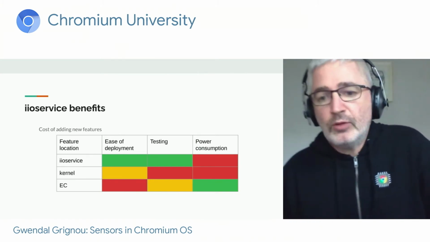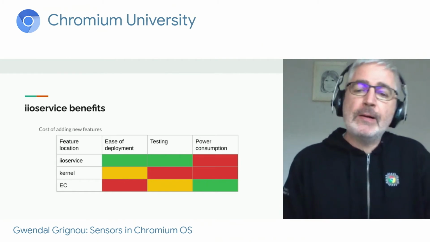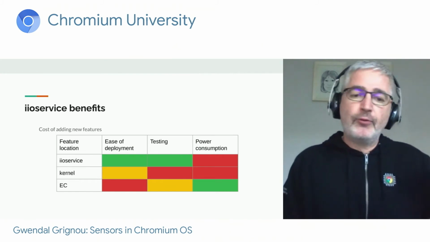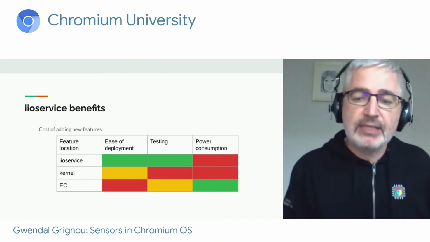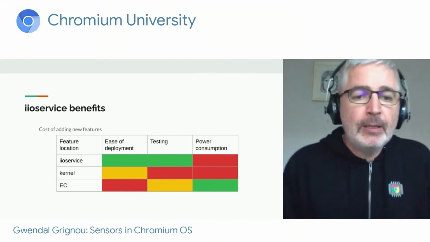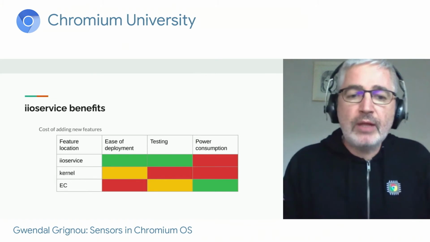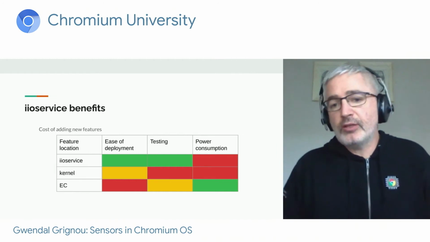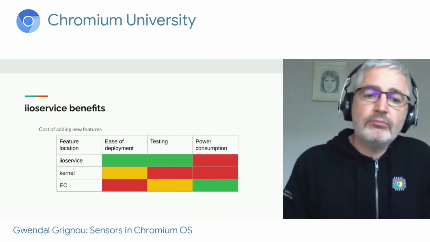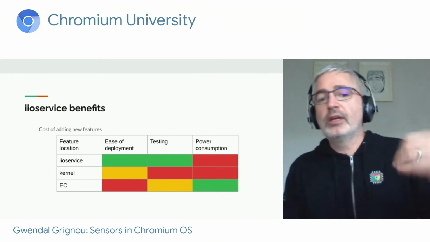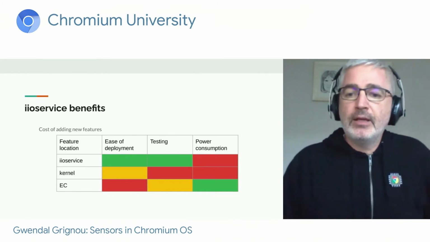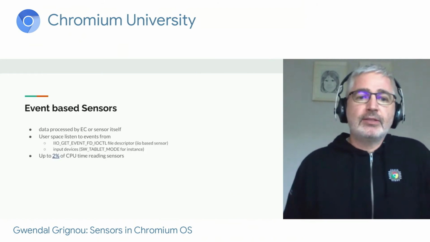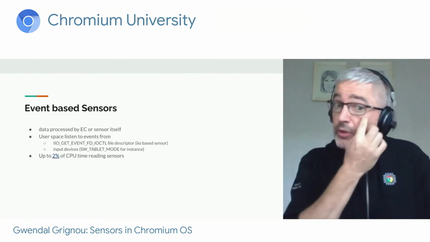But where the EC shines is in terms of power consumption. When you have a sensor at full speed, only talking to the EC and the EC is processing its data, the EC power consumption is in milliwatts. When we have to wake up the host processor, the AP, that's much more power intensive, and that prevents the host from going into S0ix. So that's not good, but it depends on the application. So that leads to the event-based sensor.